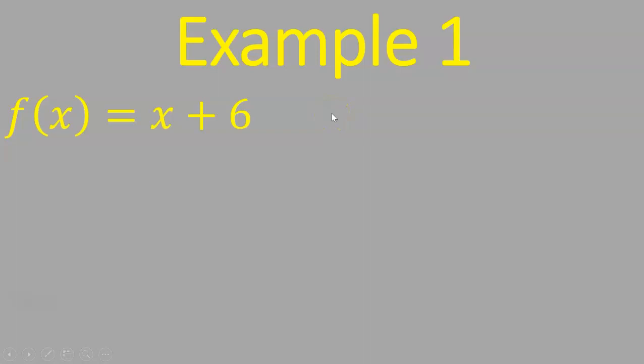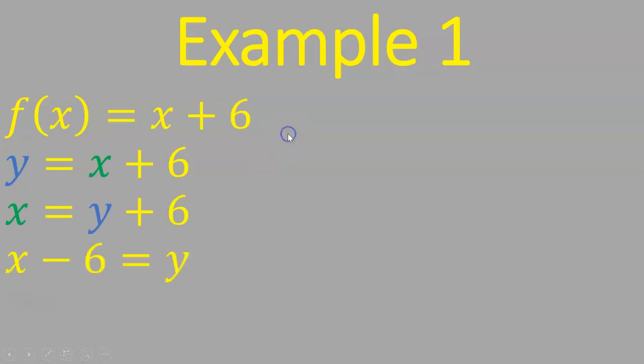Let's look at our steps. Step 1, change f of x to y. Notice the color coding. Step 2, switch x and y. Okay. Step 3, solve for y, so subtract 6 from both sides. Step 4, this is our answer. F inverse of x is x minus 6.